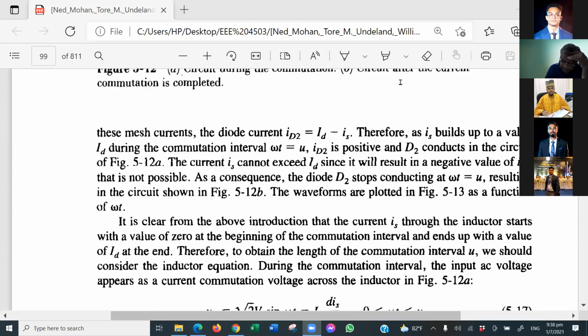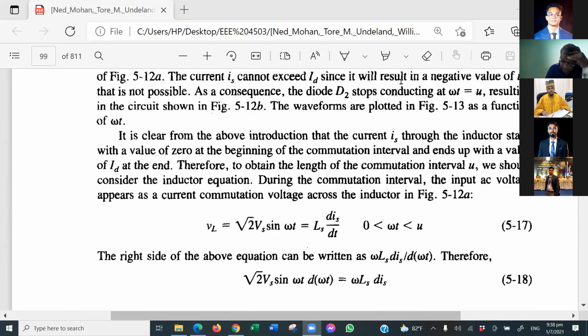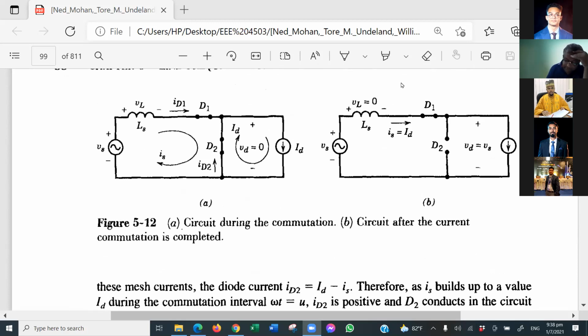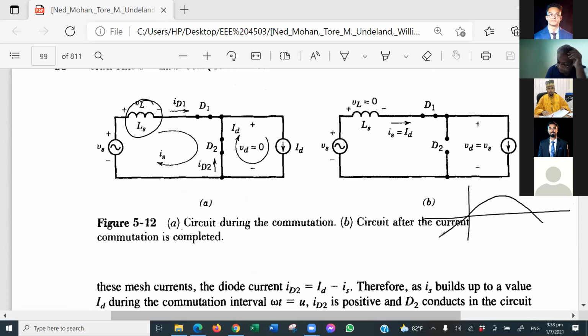Okay, so they have described it, and finally we will see what happens if this LS is there. Can you see that? If this is your LS, the voltage across it is this, GL. So for the positive half cycle, this is your VS. D1 is conducting, and the current IS is this one.